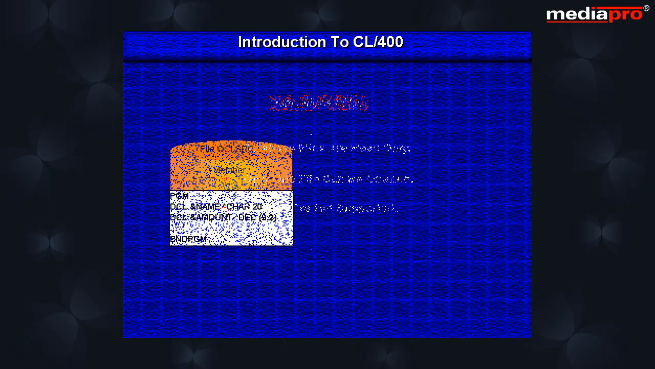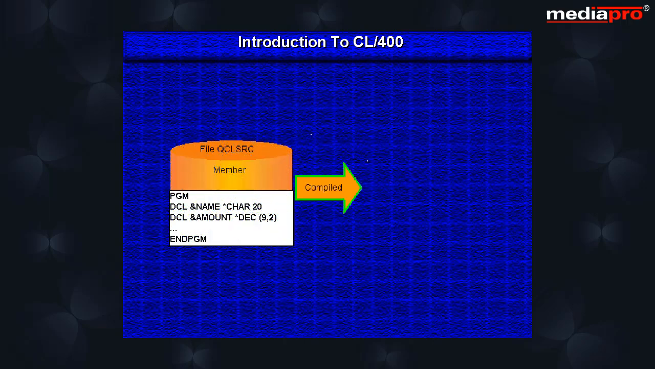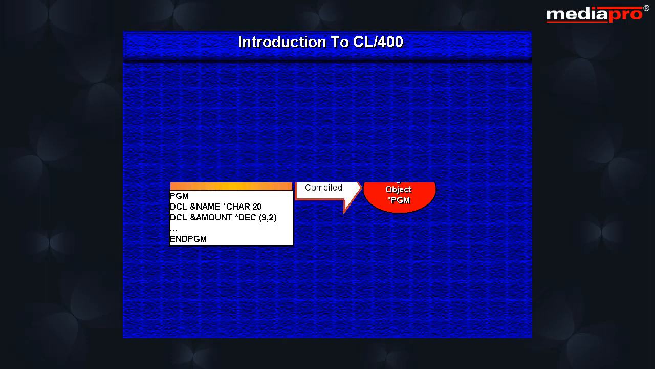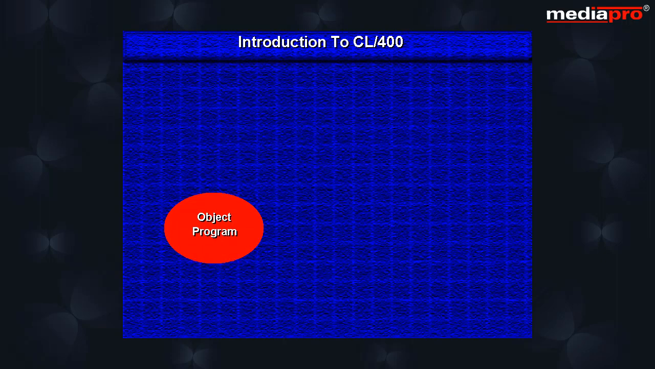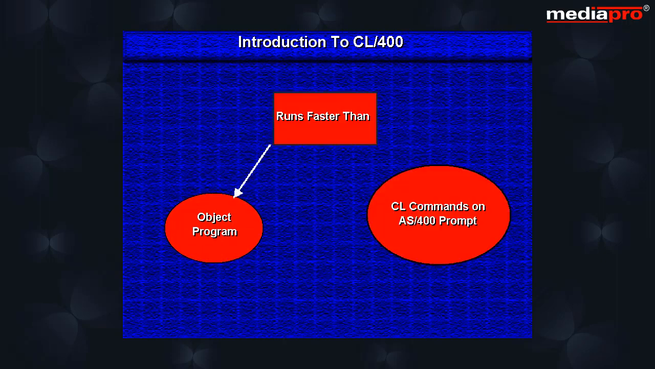When a CL program is compiled, we get an AS400 object which is of the type *PGM. The CL program object runs much faster than a group of CL commands entered individually at the command prompt.